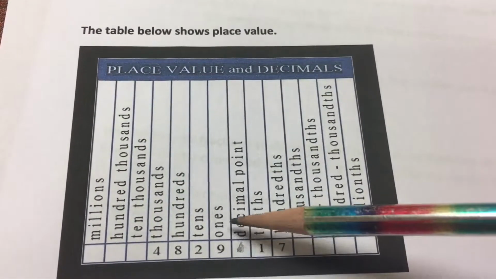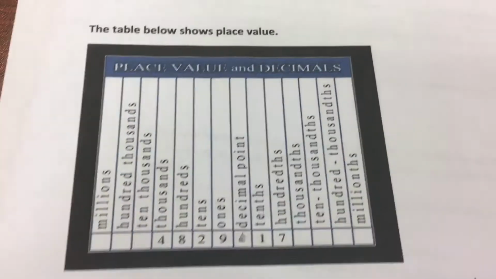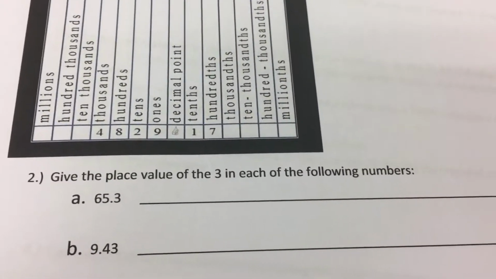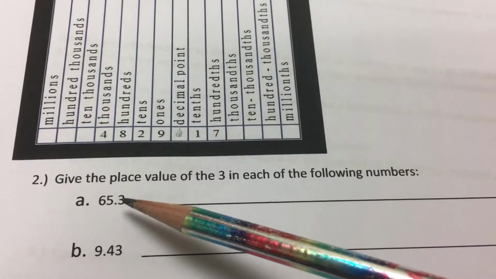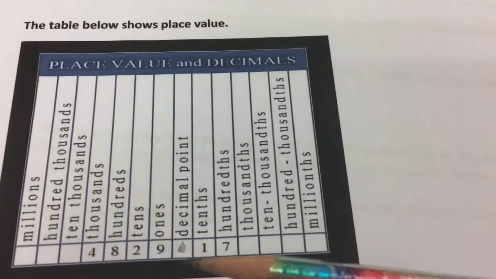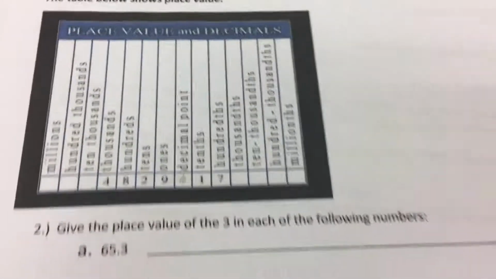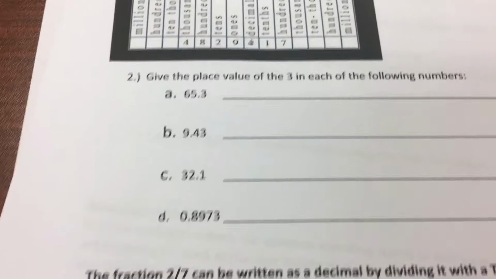Notice one place in front of the decimal is the ones, tens, hundreds, thousands. So you're going to have several problems that they're going to ask you to give the place value of a number. And if you notice, like this 3 is one place after the decimal, if I come up here and look one place after the decimal, that would be the tenths place. So you're going to do that for several values here on number 2.